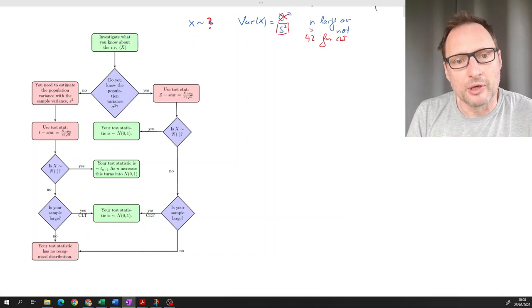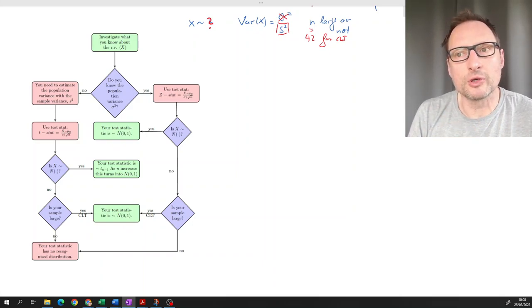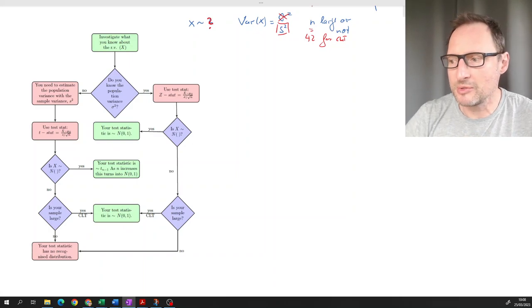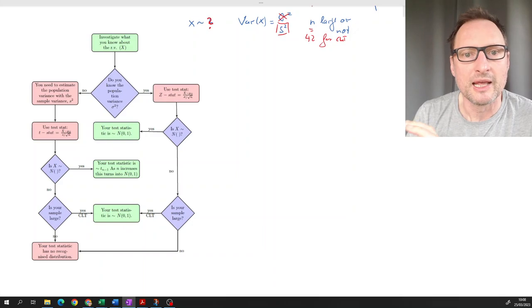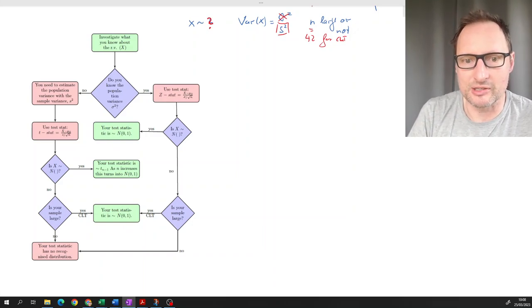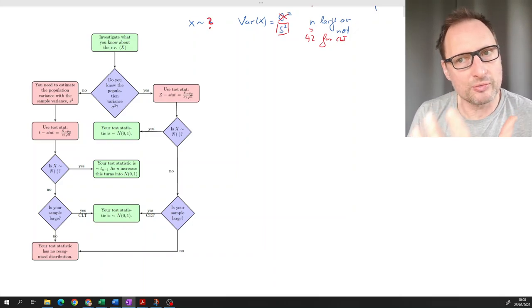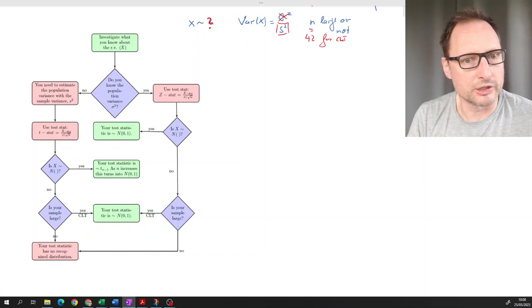In particular, that rule of thumb may not work if your distribution is extremely skewed. If you have a very, very skewed distribution, then you may need larger sample sizes. But that's where you have to use a little bit of the knowledge of the problem.